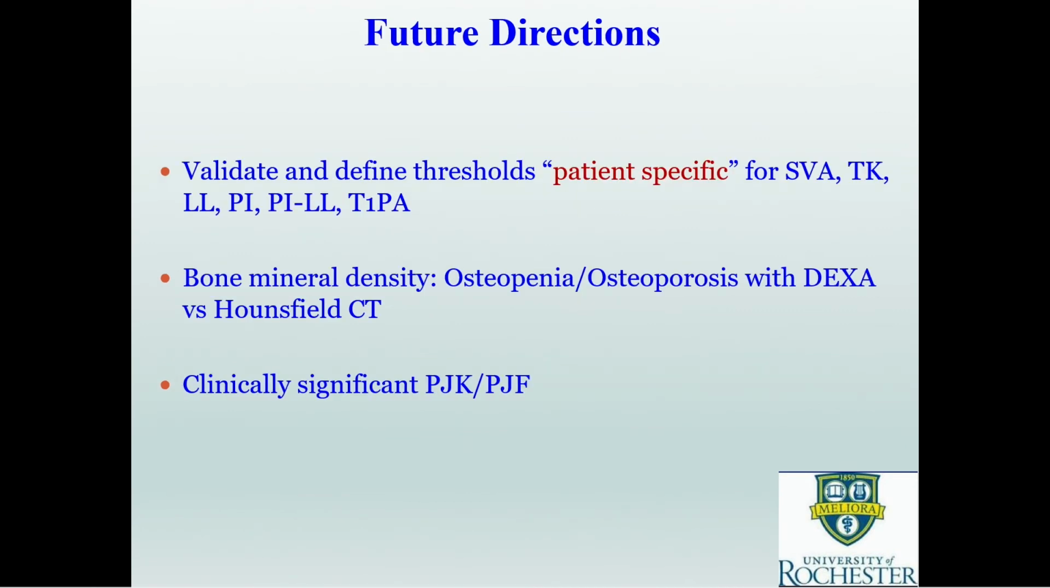So future directions, what can we do for the future? Really, we need to validate and define thresholds for patient-specific correction, so including SVA, thoracic kyphosis, lumbar lordosis, PI minus LL, T1PA. Taking into account patient's bone density and also incorporating Hounsfield unit, and also validating Hounsfield unit may be critical in figuring out ways to reduce the risk for PJK.